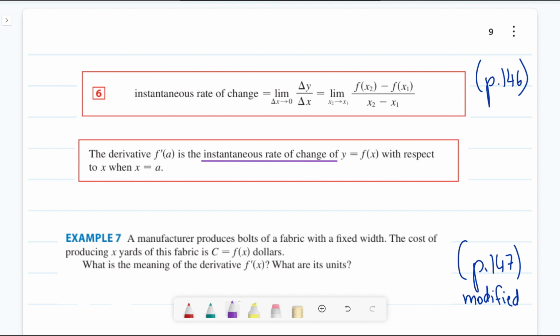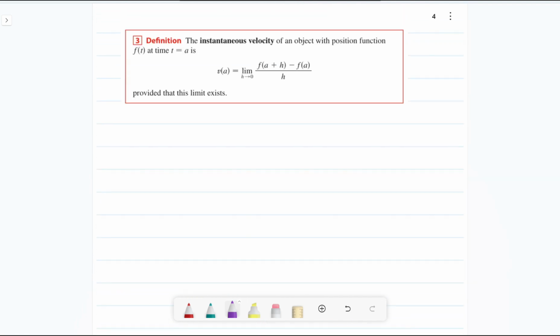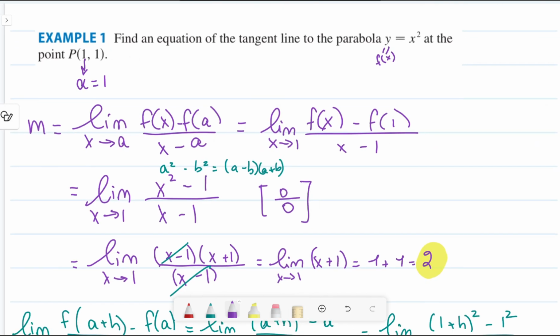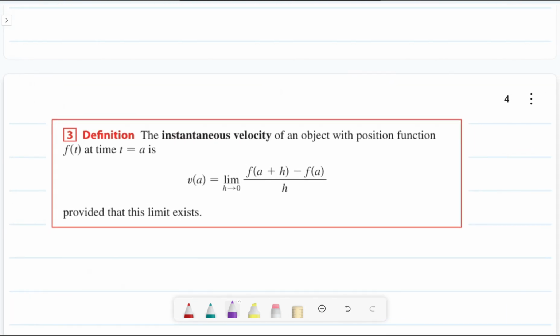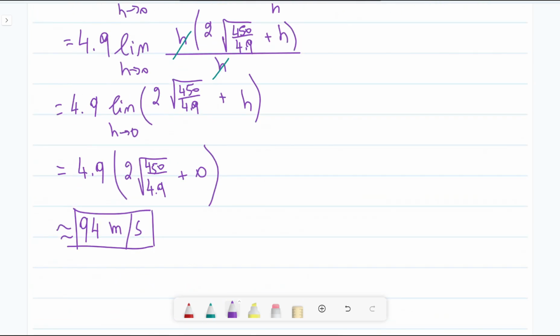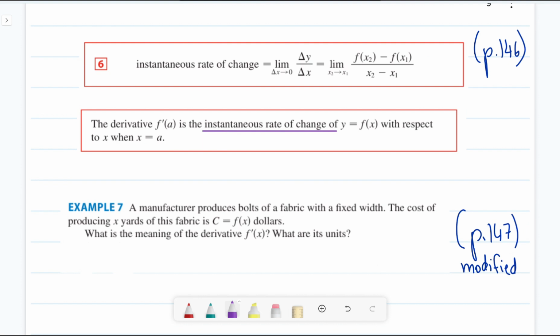So now we have several definitions of the derivative. They all are the derivative. But now we can see that the derivative, as we saw earlier, is the slope of the tangent at a point, and the derivative is the instantaneous velocity at a certain time. And now we are seeing that the derivative is, in fact, the instantaneous rate of change of y equals f of x at a point. So you can see there are several definitions of the derivative, and we will apply this one.